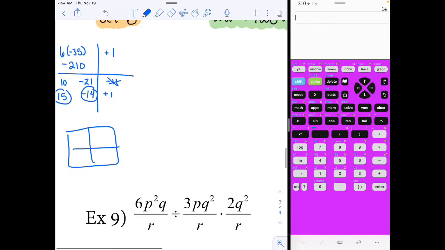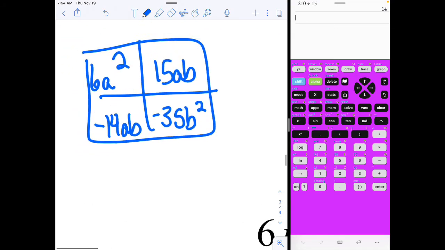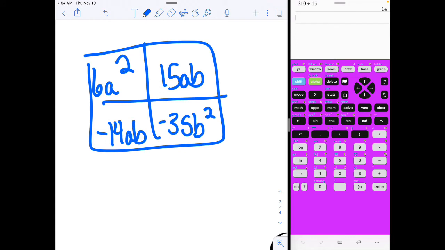Okay, so what do we have here? It's 6a squared in the top box, and it's negative 35b squared on the bottom. Magic numbers 15, a with a b in this problem because I have a and b, a with a b. People really kind of freak out when they see a double variable. You're just going to throw an a and a b on there.